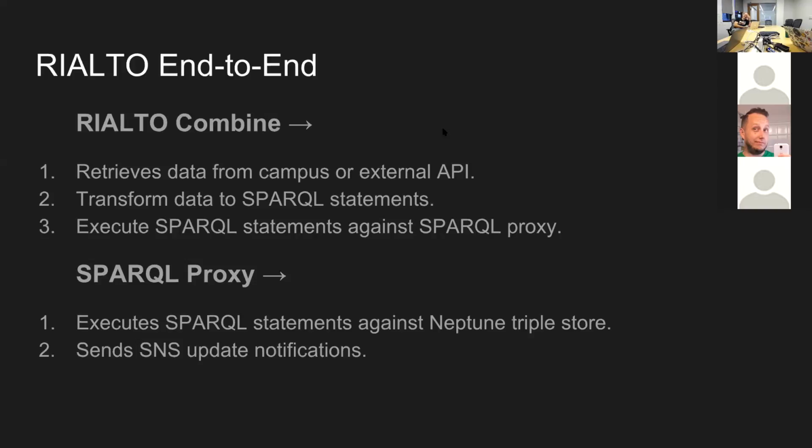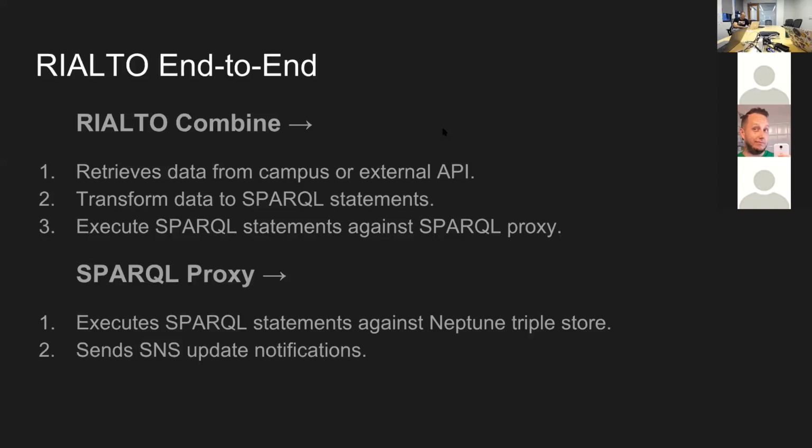So the first part of the end-to-end is what we call the Rialto Combine. This is really the ETL part, or one of the ETL parts, of the data passing through the system. The first step is retrieving the data from a campus or external API. Again, I'll come back to cover this in a little more detail in a minute. The second step is transforming that data into SPARQL statements. SPARQL is a language that is used for querying and updating RDF triple stores. And so we then execute those statements against our SPARQL proxy.